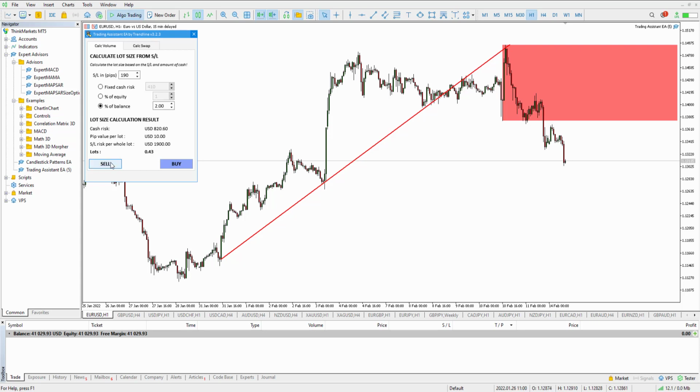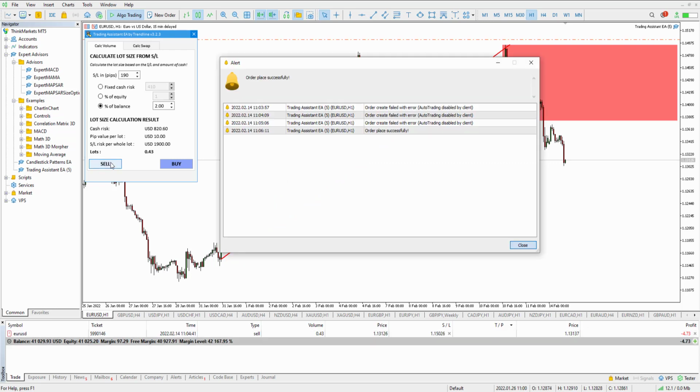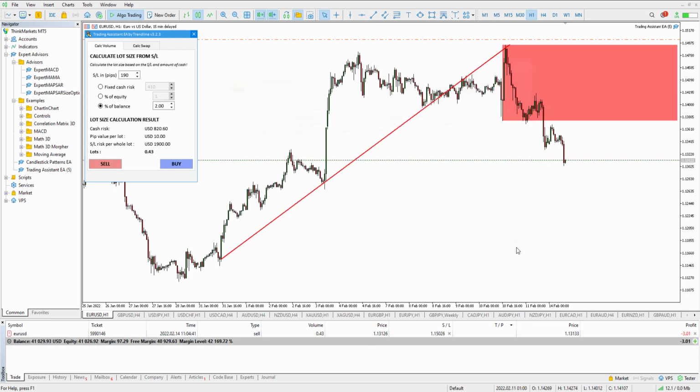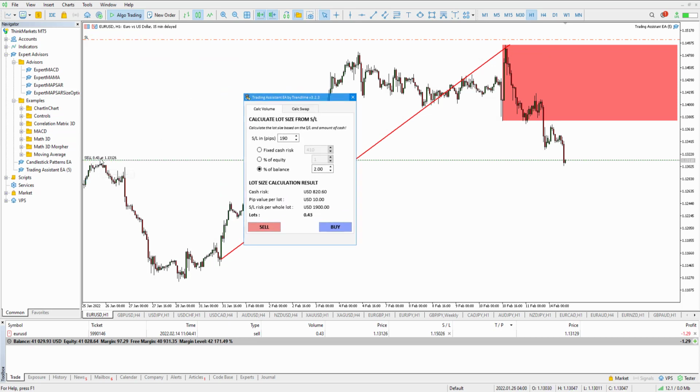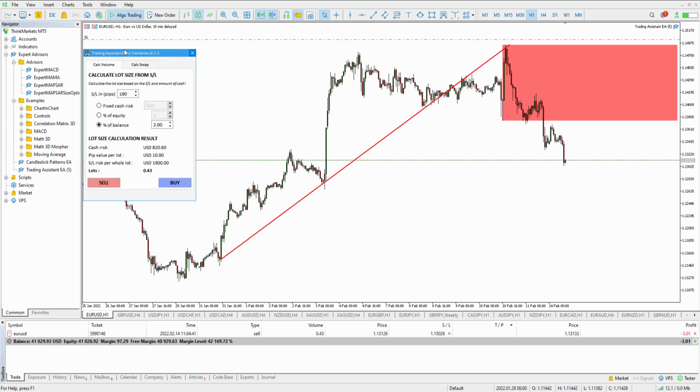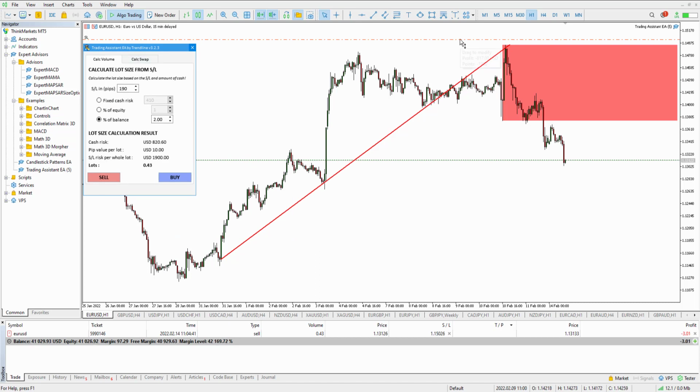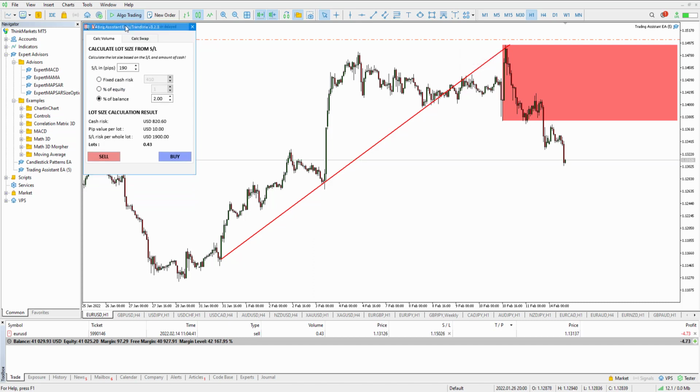And then all we have to do is click on the sell button, and as you can see, we've now opened a trade with the right lot size, which can be seen here, 0.43 lots, and the risk that we have on this trade is just short of $820, which is exactly 2% of our account balance.